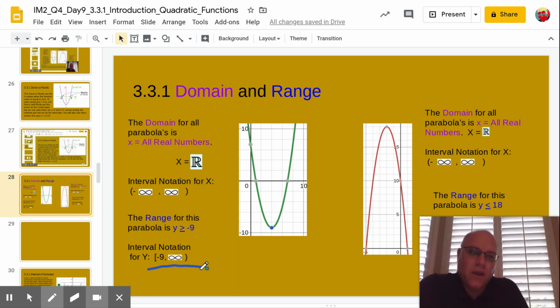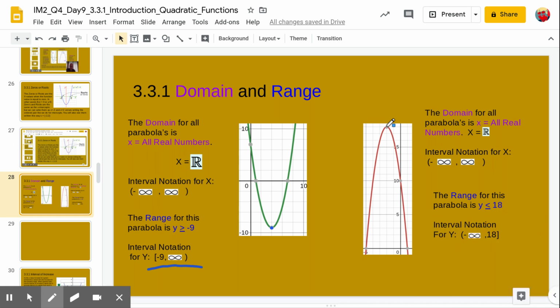On the right side here, my red parabola, the domain again is X equals all real numbers. The interval notation is the same idea here. The range, though, it's got a vertex here. This point is 2, 18. All right, so my y value is positive 18, and that's my largest value, right? From there, it goes down, right? Your y values decrease. So the range is y is less than or equal to 18.